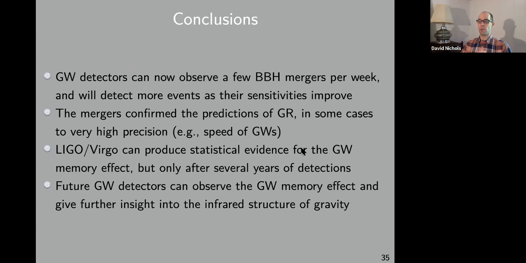It will probably take many years of detections before there's some sort of statistical evidence for this effect in the population of mergers. And what I didn't get to cover is the future prospects, what future gravitational wave detectors will be able to do in terms of detecting the memory. But the punchline is that they'll be able to detect it with reasonably high signal to noise. We'll actually be able to study it with higher precision. So on that note, I'll stop here, and I'm happy, of course, to answer any questions that you might have.